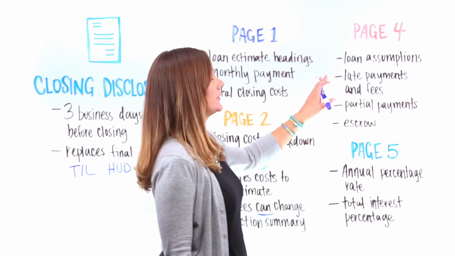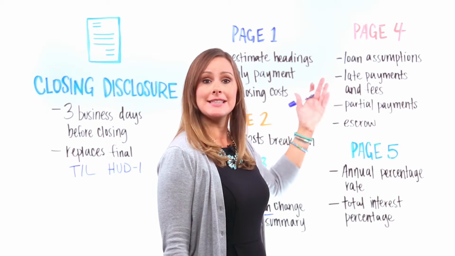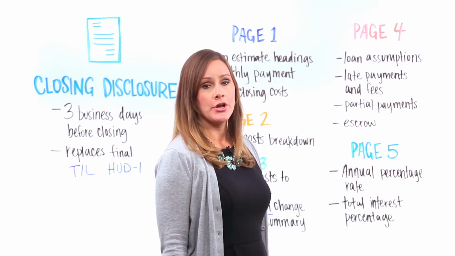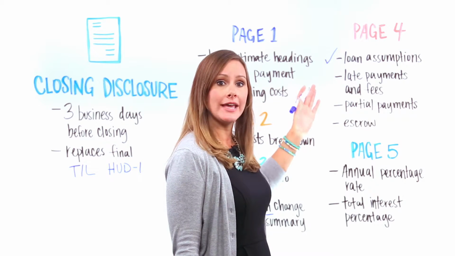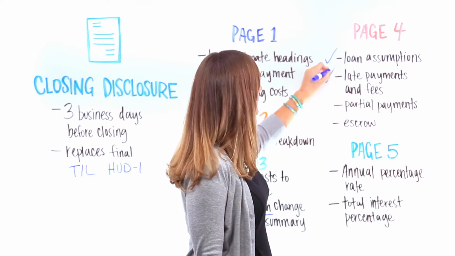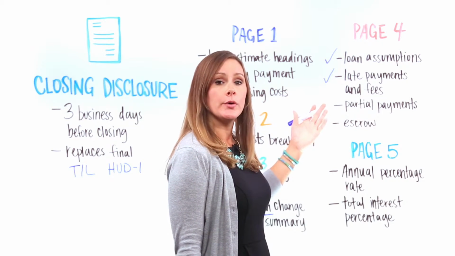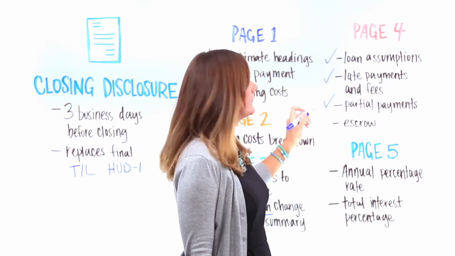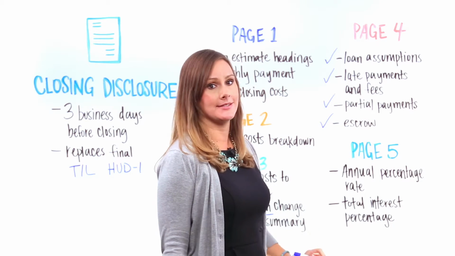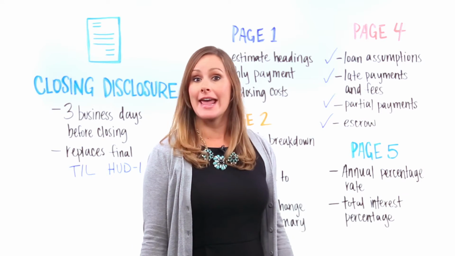The fourth page of the closing disclosure provides additional information about the loan. You'll learn more about whether loan assumptions are permitted, what kind of late payment deadline and fees come with the loan, whether your lender will accept partial mortgage payments, and how much you'll be escrowing for homeowner's insurance and property taxes during the first year of the loan, and more.